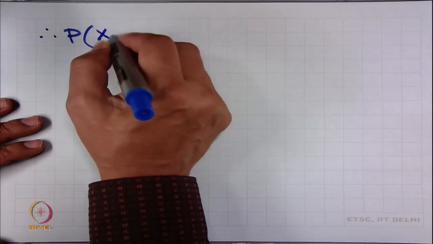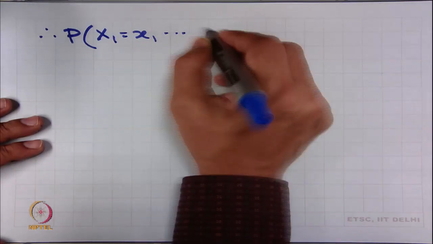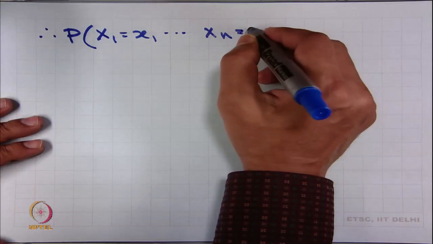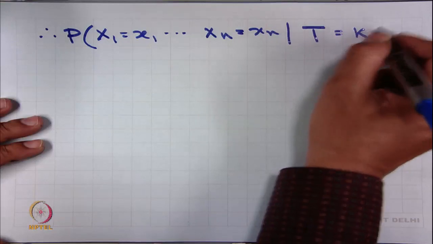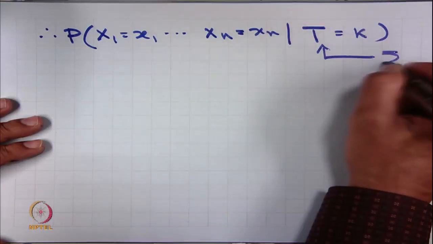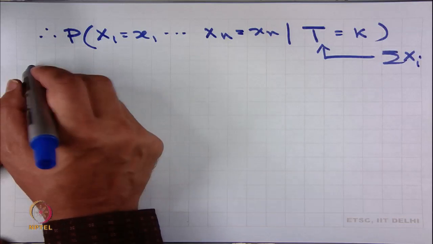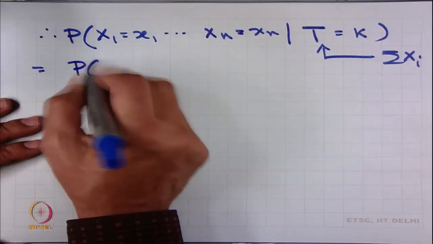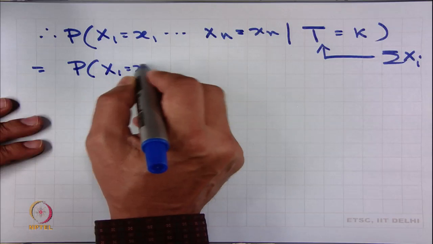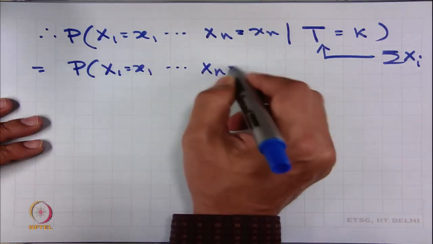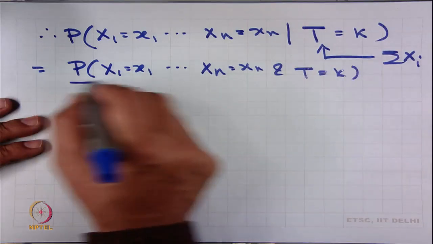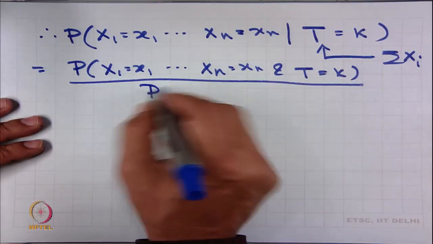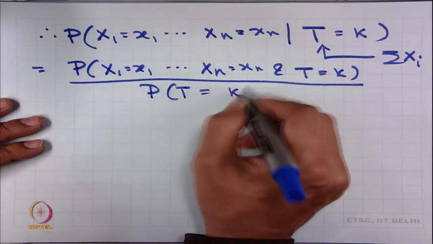Therefore, the probability that X1 is equal to x1, up to Xn is equal to xn, given T is equal to k, where T is sigma Xi, is equal to the probability that X1 is equal to x1, Xn is equal to xn and T is equal to k, divided by the probability that T is equal to k.